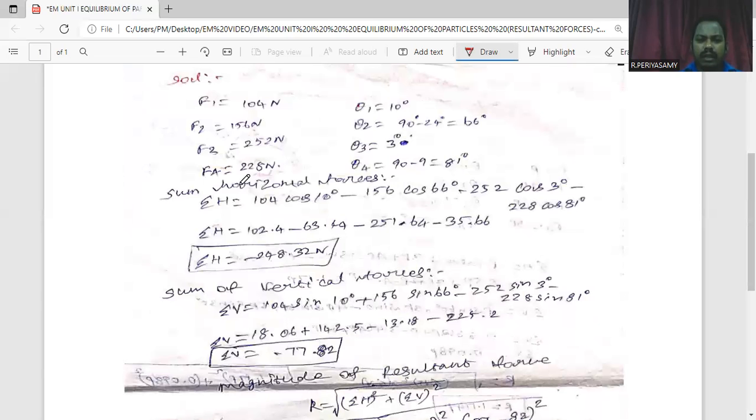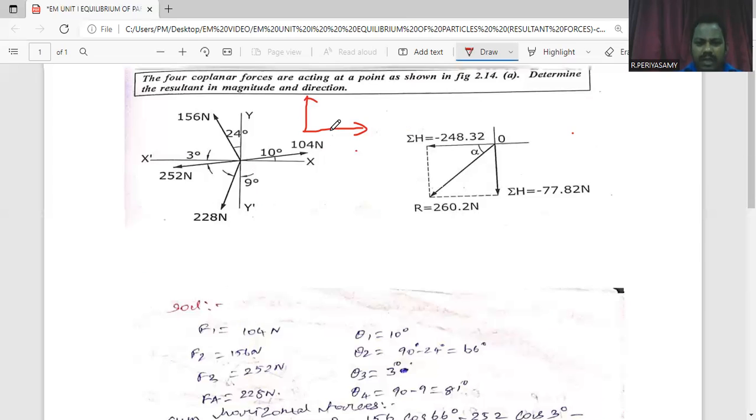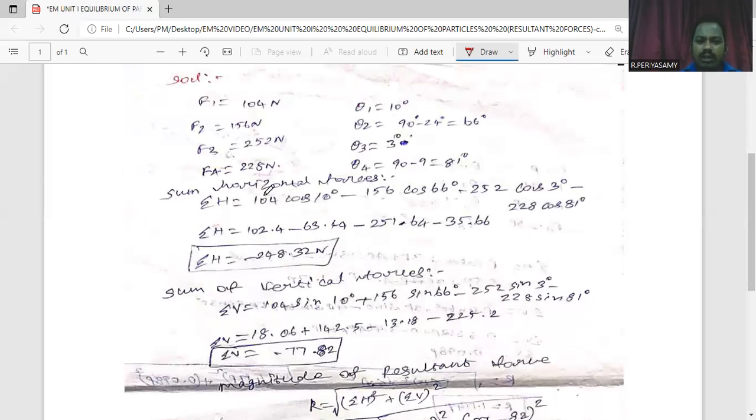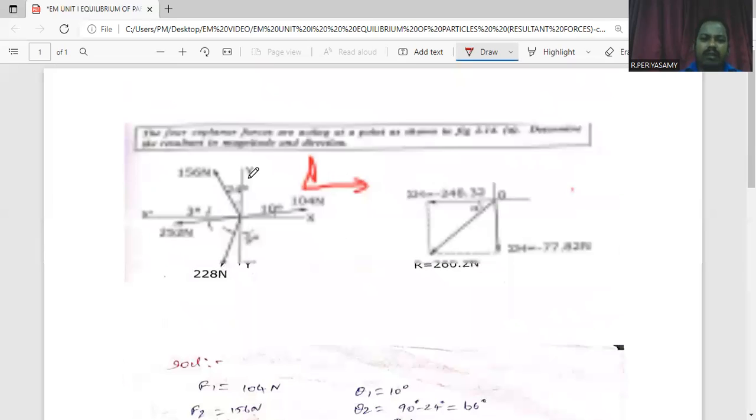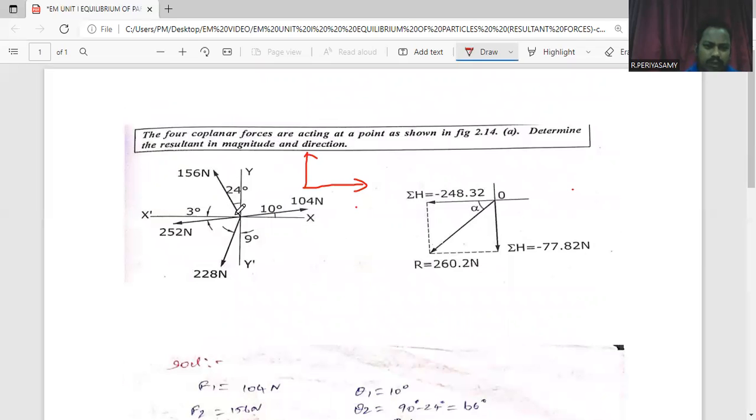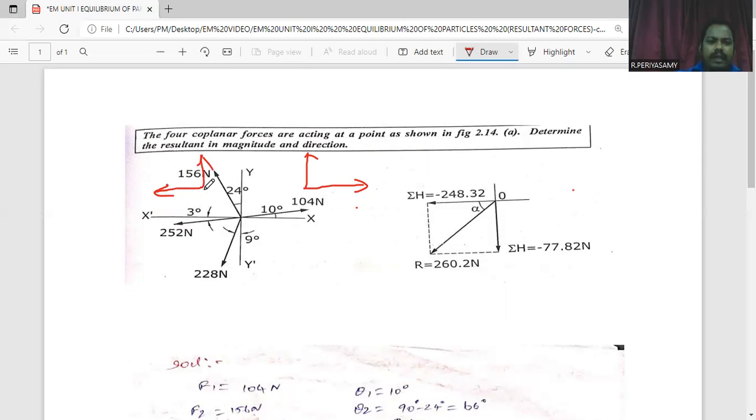Here we have to calculate the sum of the horizontal forces. Its horizontal component is 104 cos 10 degree, and its direction is rightward, so it is considered positive, 104 cos 10 degree. Next we consider the second force. Its direction is like this, the horizontal component is like this, and the vertical component is like this. The horizontal component is in the leftward direction, so leftward means it is considered a negative sign.